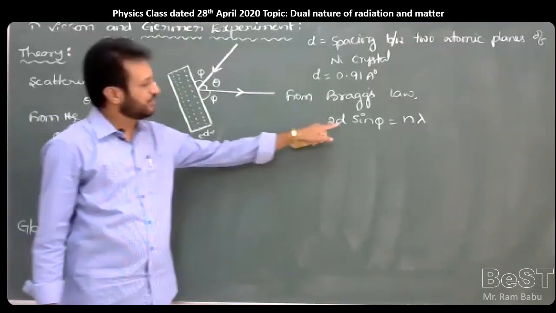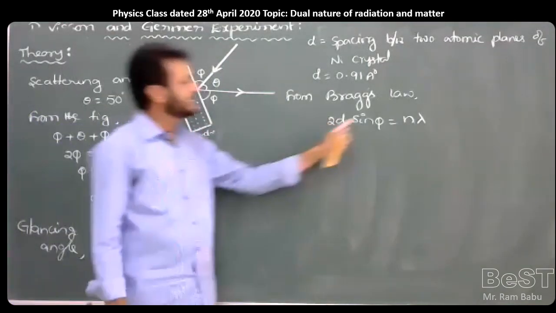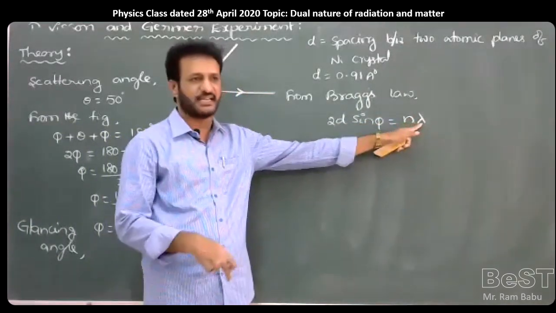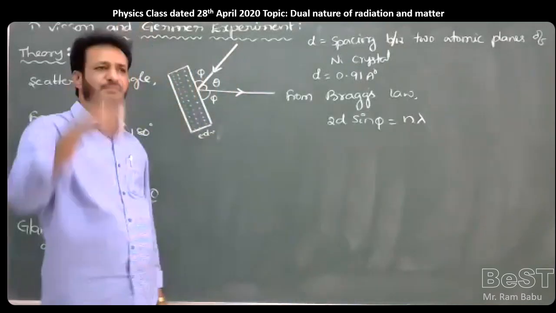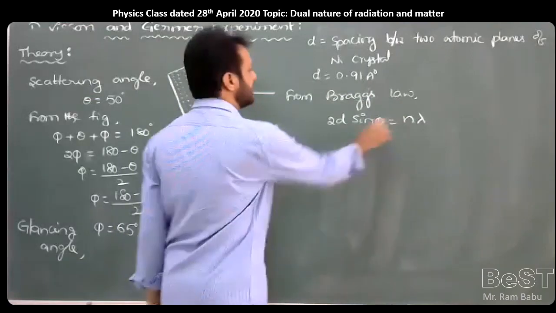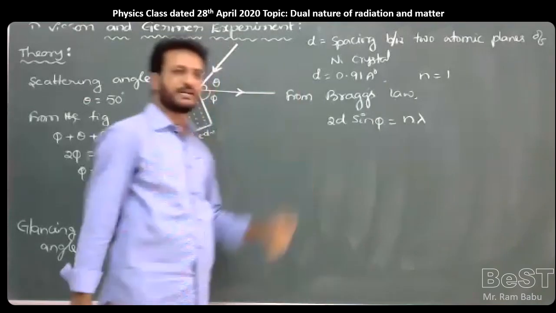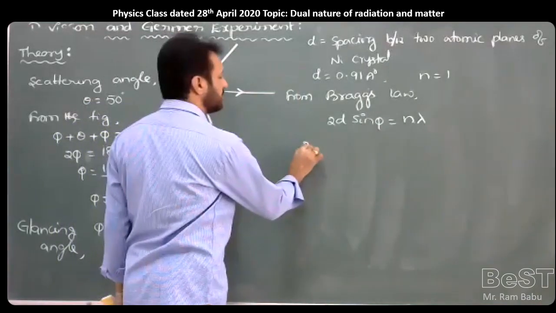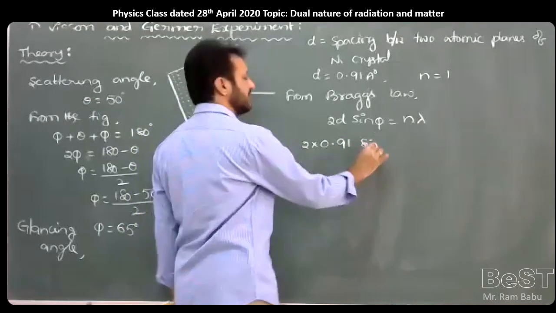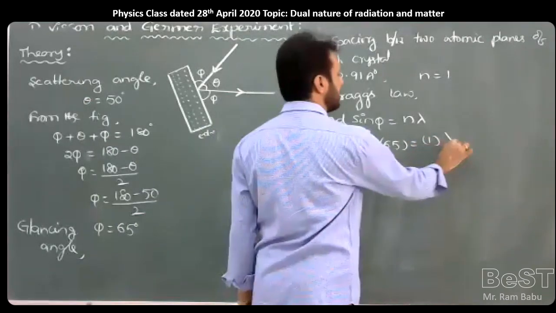Here d we already know, the distance between the two atomic planes of the nickel crystal, and phi is the glancing angle. Lambda, the wavelength of electrons, we should calculate. Whenever intensity is the highest value, we can take n is equal to 1. For first order maximum, n is equal to 1. Substitute all the values in this formula. Therefore, 2 into 0.91 into sin 65 is equal to 1 into lambda.